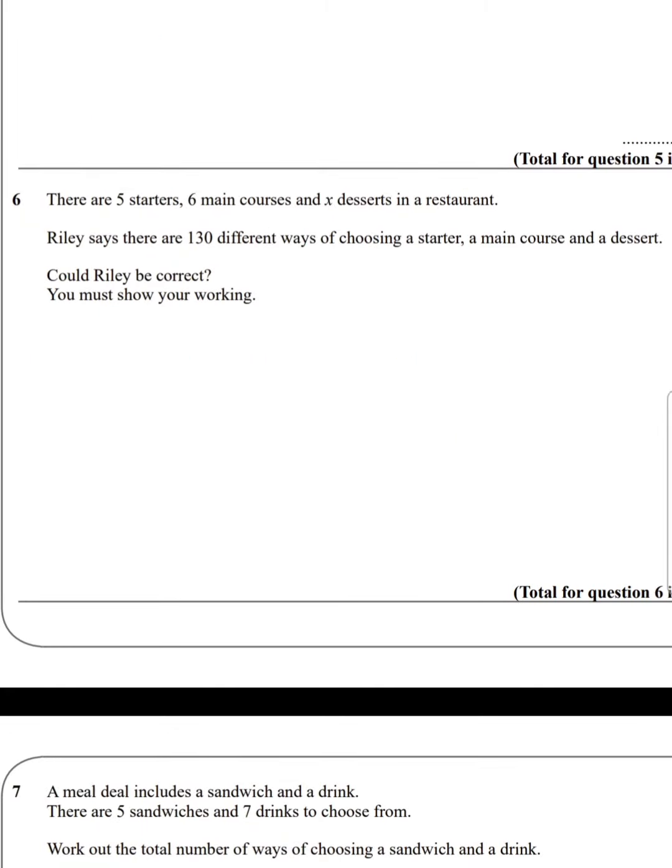So this is an algebraic version of this type of question. So it says there are 5 starters, 6 main courses, and x desserts in a restaurant. So straight away when we're working out a question like this, we would do the 5 starters multiplied by the 6 main courses times by the x number of desserts, and that would equal all the different variations we could possibly have. So Riley says there are 130, so we're going to write 130 because that's what he thinks it is, and we're trying to figure out whether he is right or not. So we do 5 times 6 is 30, times x is 30x, and that equals 130.